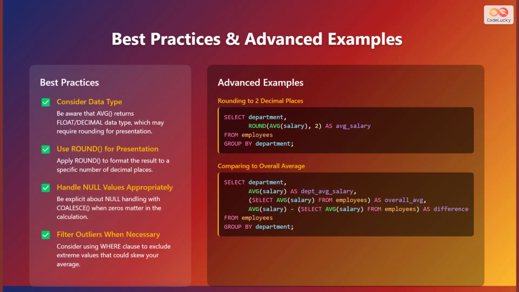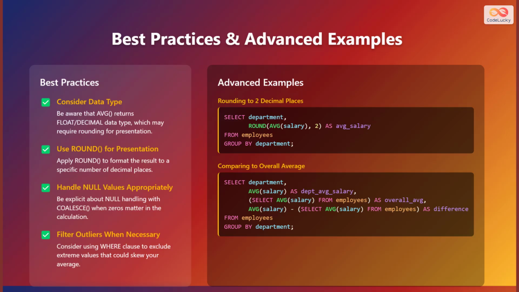Some of the best practices while using the average function are: consider the data type, use ROUND for presentation, handle null values appropriately, and filter outliers when necessary. SELECT department, ROUND(AVG(salary), 2) AS average_salary FROM employees GROUP BY department. This example helps in rounding to 2 decimal places.